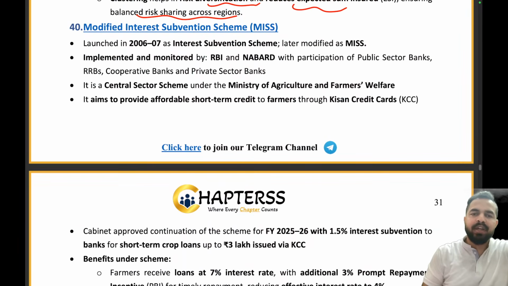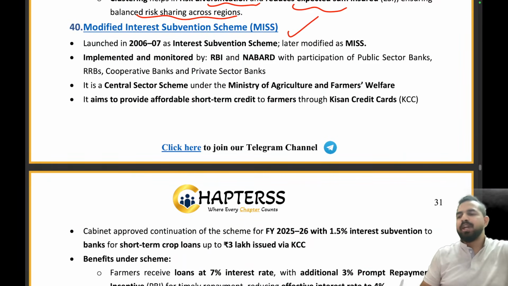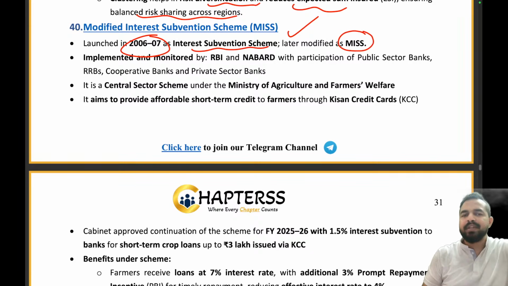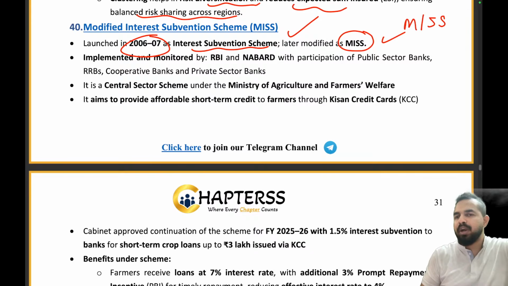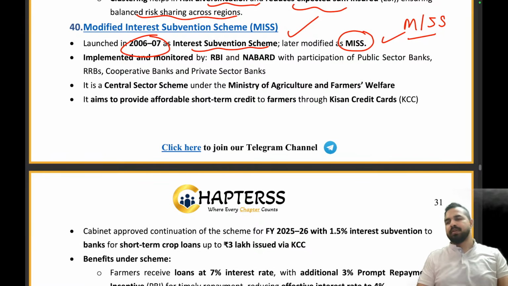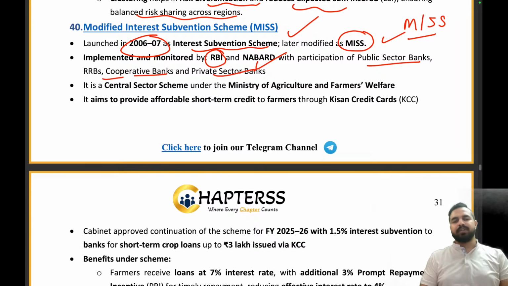That is the Modified Interest Subvention Scheme. It was launched in 2006-07 as the Interest Subvention Scheme, which was later modified as MISS, that is, the Modified Interest Subvention Scheme. Earlier its name was Interest Subvention Scheme, then it was modified, so the name became Modified Interest Subvention Scheme, right? It is implemented by RBI and monitored by NABARD with the participation of public sector banks, RRBs, cooperative banks and private sector banks.